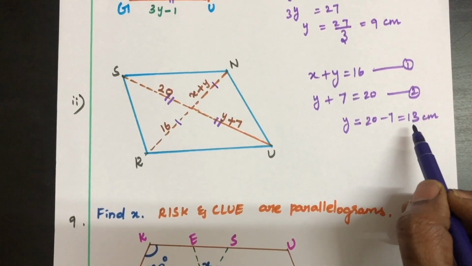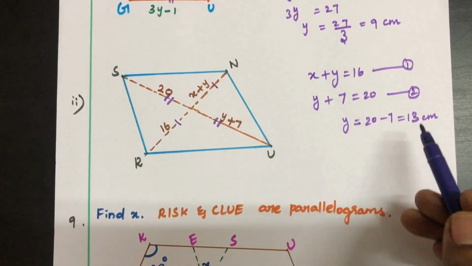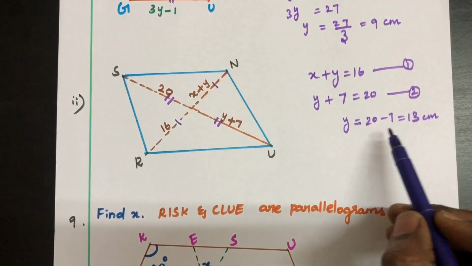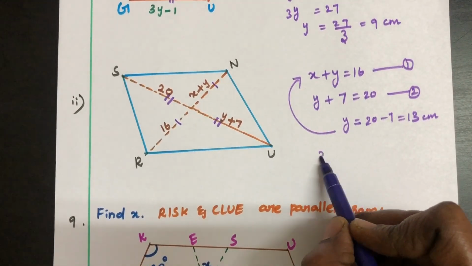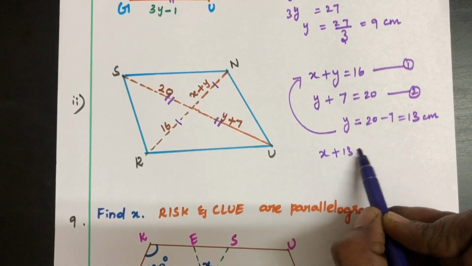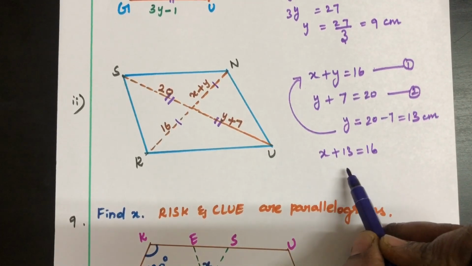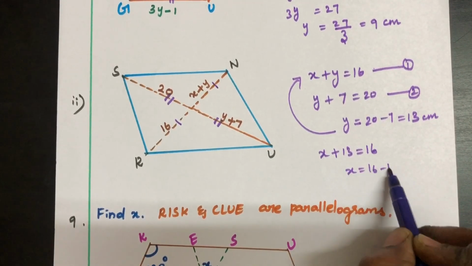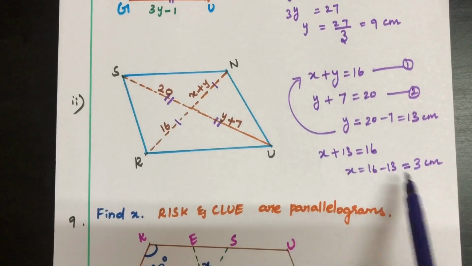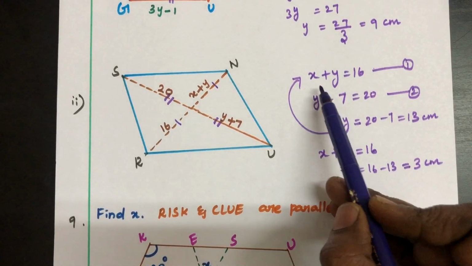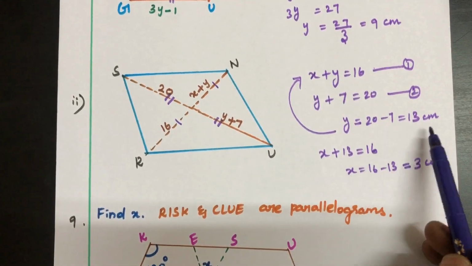Y value is 13. Now, what is x? We can substitute this in the first equation. So, x plus 13 is equal to 16. X equal to 16 minus 13, which is equal to 3 centimeters. Therefore, x value is 3 centimeters and y value is 13 centimeters.